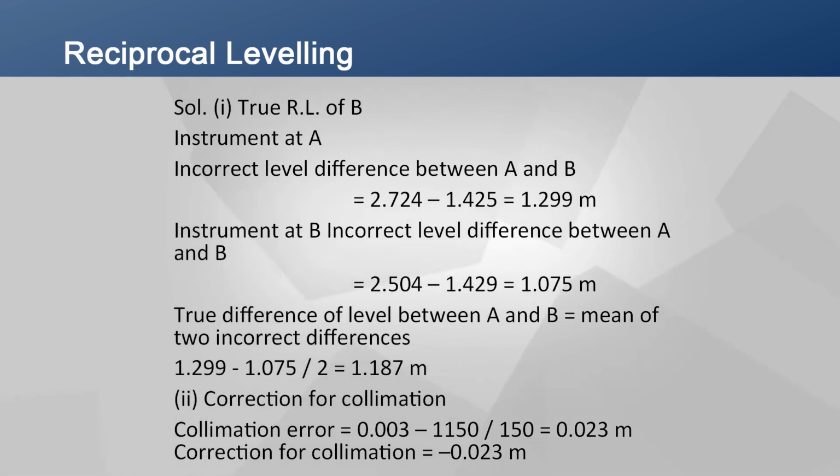Secondly, we have to find out the correction for collimation. As we already know, the collimation error is 0.003 divided by 150 meter as given in the question. Now, we also know the distance of AB as 1150 meter. So, the collimation error would be 0.003 divided by 150 multiplied by 1150 meter, which will result in 0.023 meter. So, the correction for collimation will be equal to minus 0.023 meters.